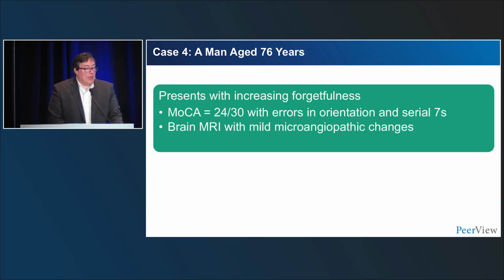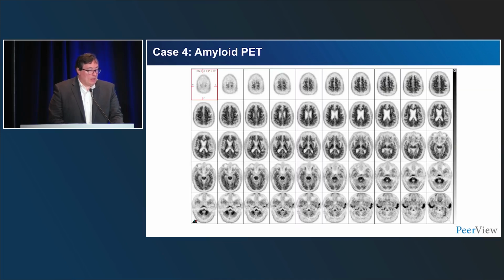On his MoCA, he had errors in orientation and serial 7s. Brain MRI was not very revealing. So here is this patient's amyloid PET scan. I'll give you a moment to look at it. Gray-white contrast looks good in the cerebellum. And I would argue it looks pretty good, but there's some areas that look like they're maybe reduced.